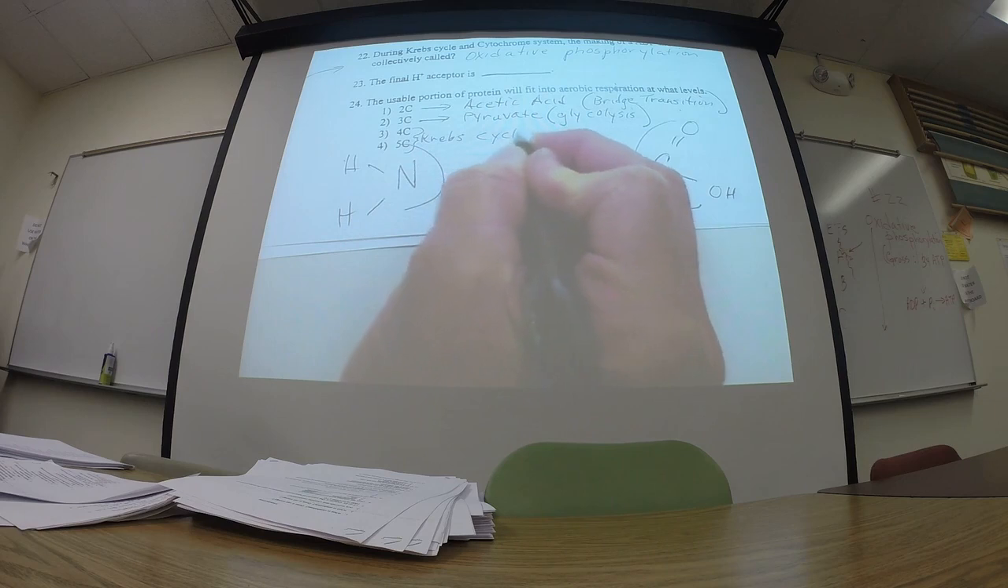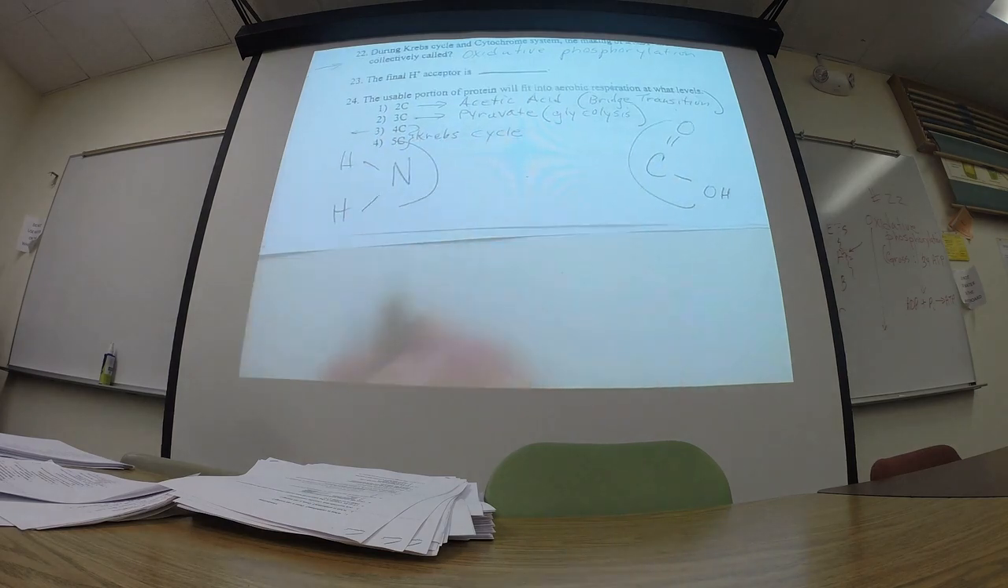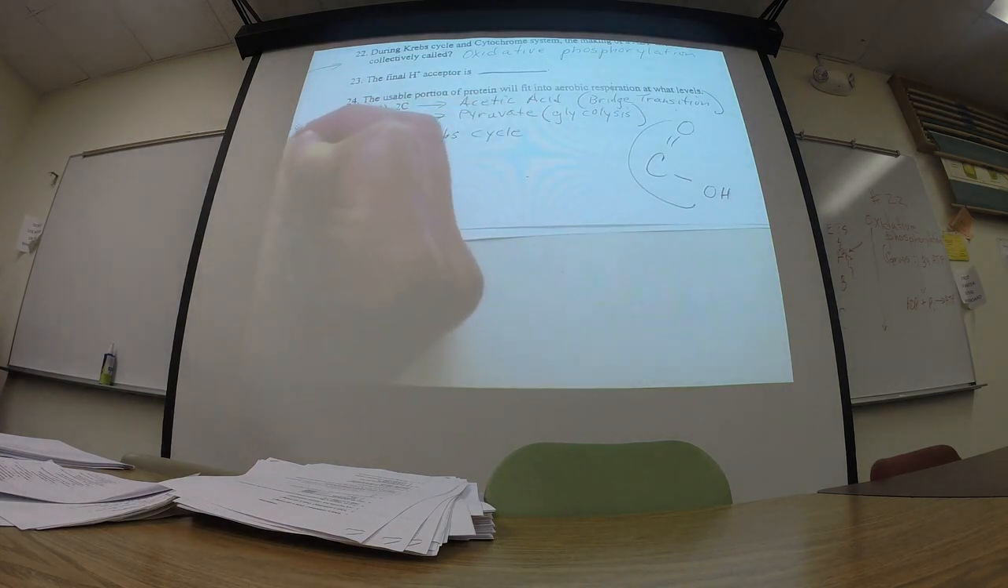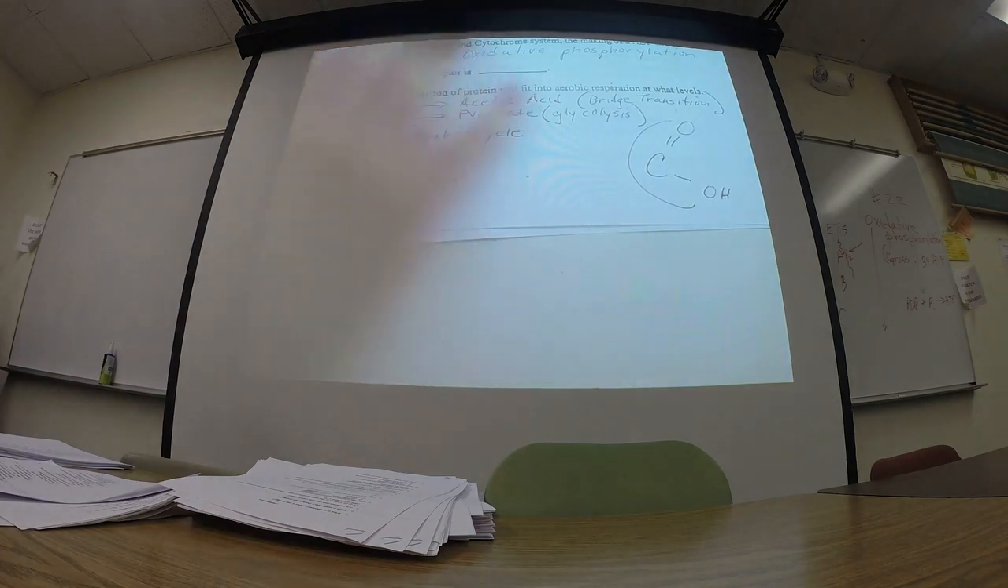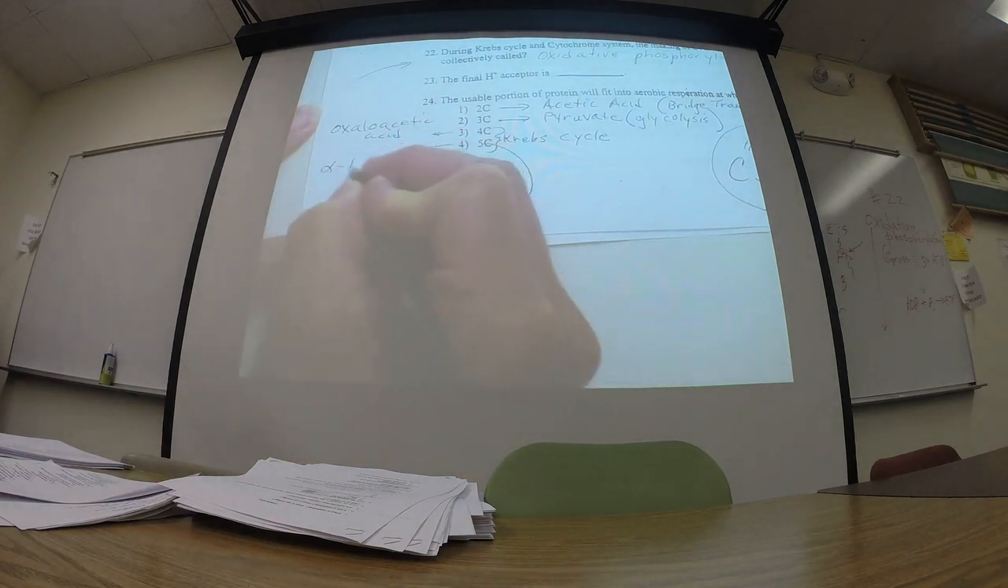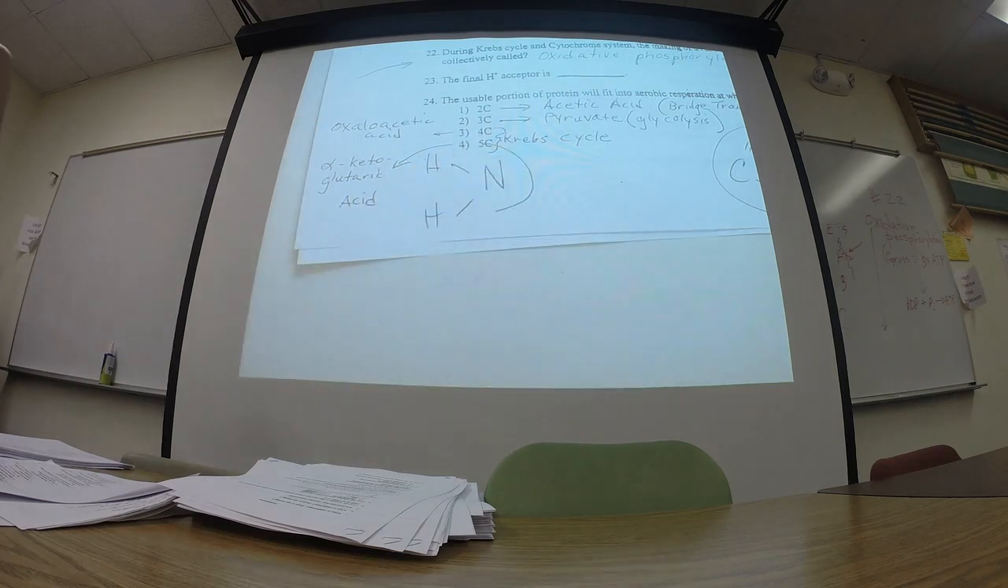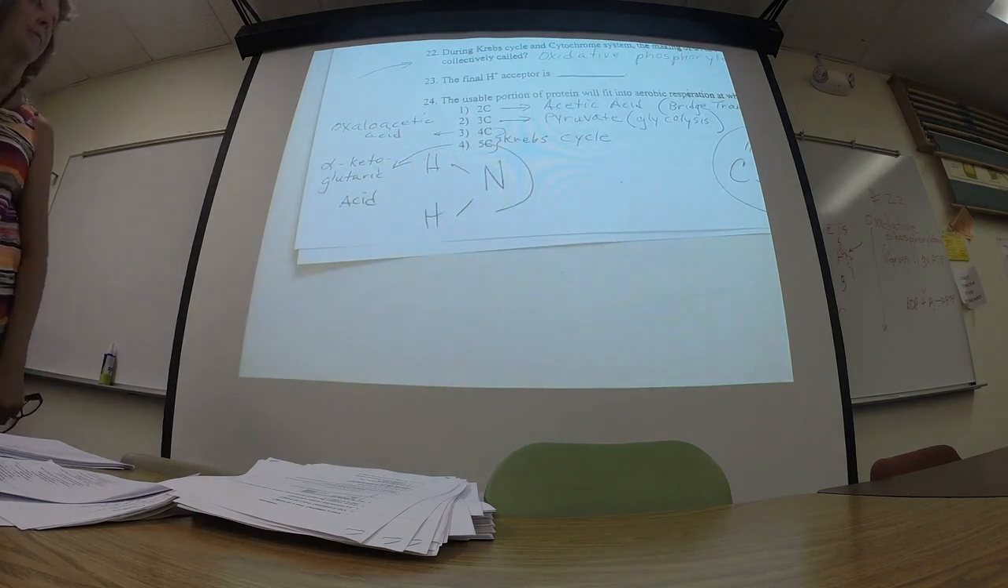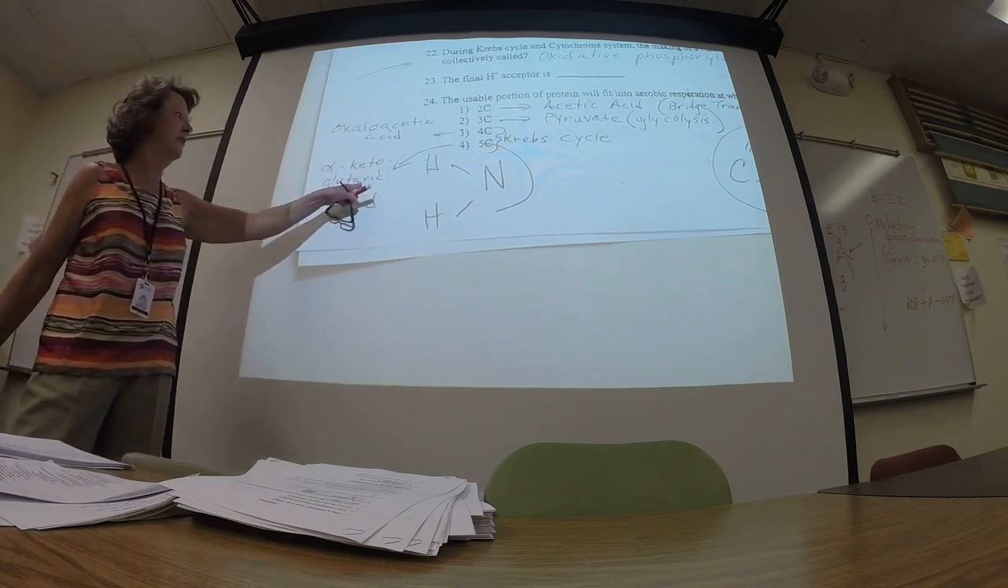What is the 4 carbon compound in Krebs that we learned? Yep. Oxaloacetic acid. And what's the 5 carbon compound we learned? Yes. Alpha, keto, I couldn't get it all on there, glutaric, and then acid. Alpha ketoglutarate or alpha ketoglutaric acid. This is alpha ketoglutaric acid.